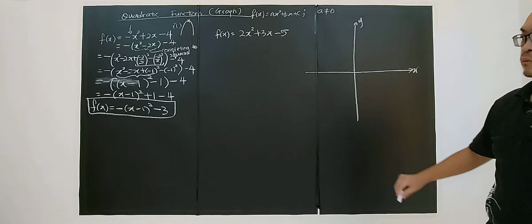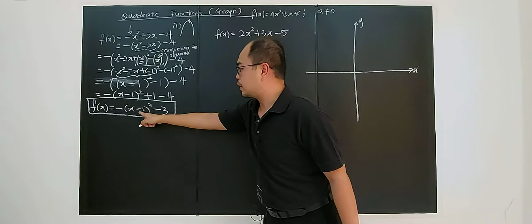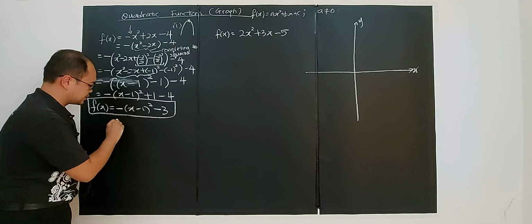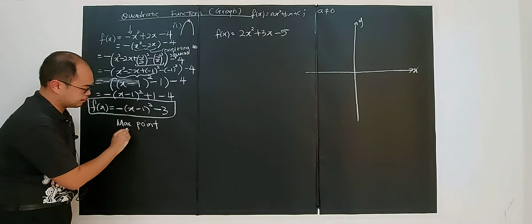Now this is a graph that opens downwards, right? From here you can read one piece of information, which means that you can read the maximum point. The maximum point. So very simple.